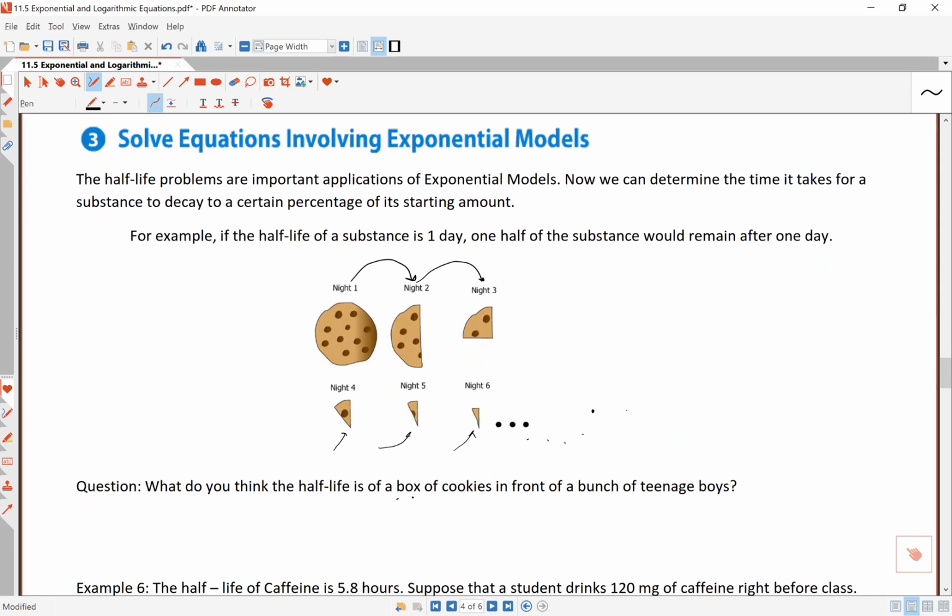If you take a box of cookies and you put that box of cookies in front of about 30 teenage boys, how long do you think it'll take for those cookies to turn into half of the cookies that you placed there in front of them? Meaning, what is the half-life? What do you think the half-life of a box of cookies is in front of a bunch of teenage boys? We know that teenage boys would devour those cookies. There probably would be no cookies left in 1 to 2 seconds. So we would say maybe the half-life of a box of cookies in front of a bunch of teenage boys is around 1 or 2 seconds. Let's just say 2 seconds. They will have devoured those cookies and be looking for more.